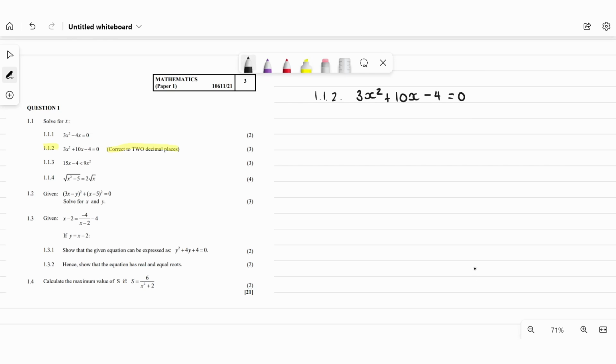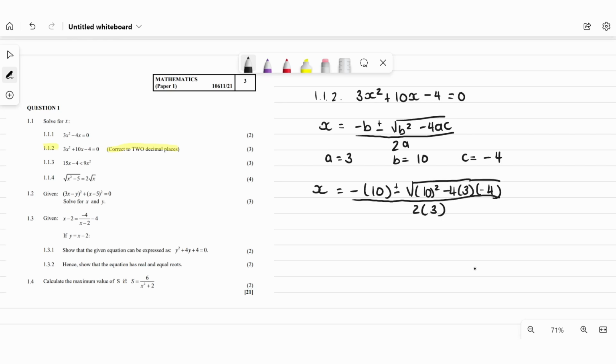So let's do that. The quadratic formula is x is equal to... you need to find your a, b, and c. So a is going to be equal to 3 in our case. Then b is equal to 10. Then c is equal to negative 4. Substitute a, b, and c into the formula.